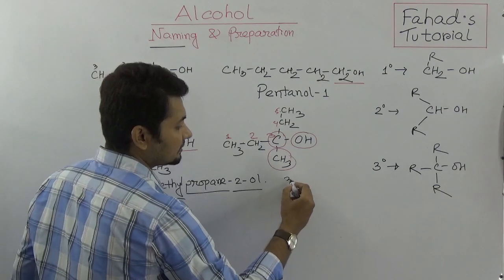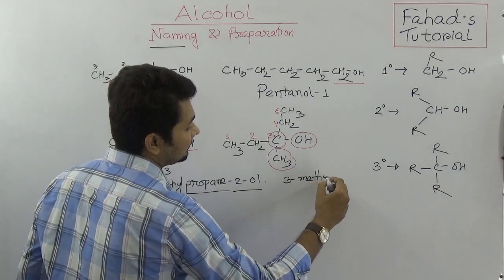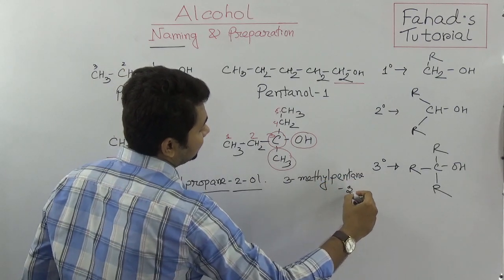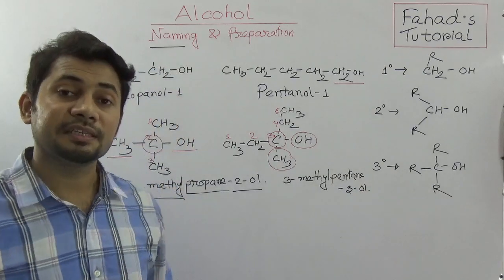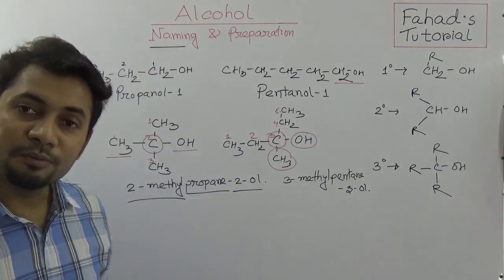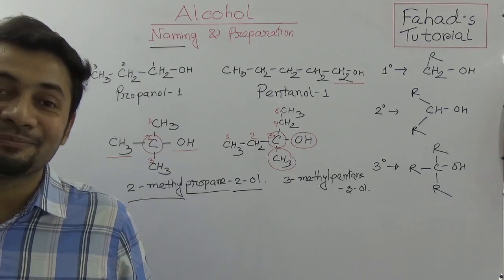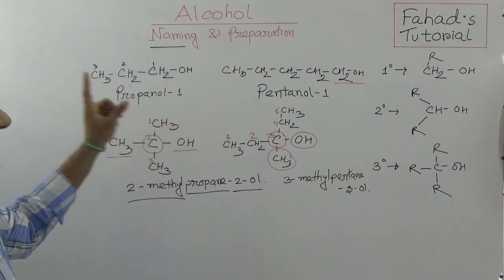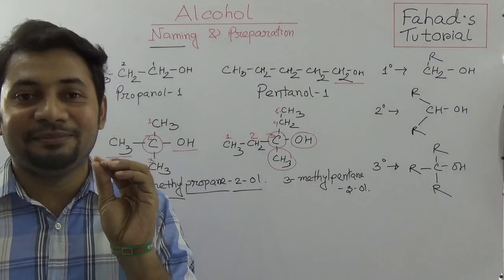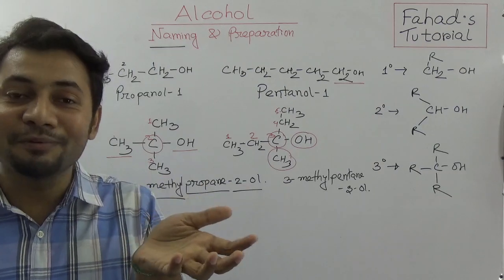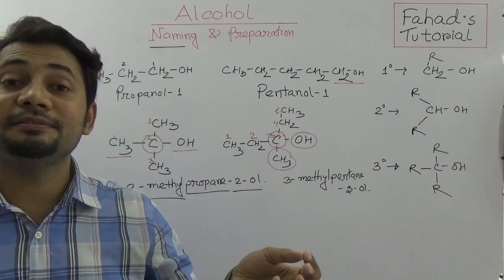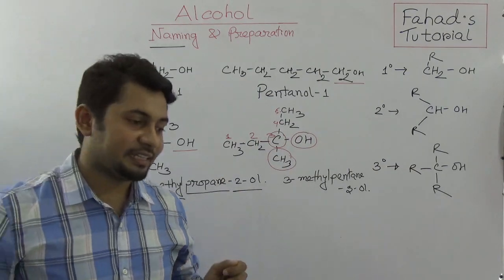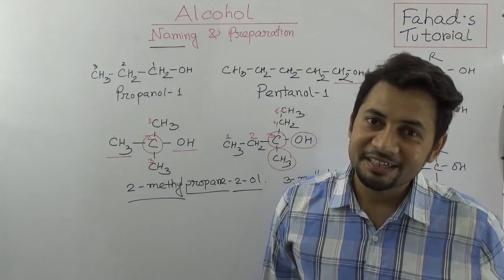So we can say this is 3-methyl pentan 3-ol or 3-methyl pentanol 3. So I hope you understand the process or the types or classification of alcohol. So in this video I tried a little, simple way from my side to explain the types of alcohol based on the number of hydroxyl. So you can name it as 1 degree, 2 degree, 3 degree alcohol.